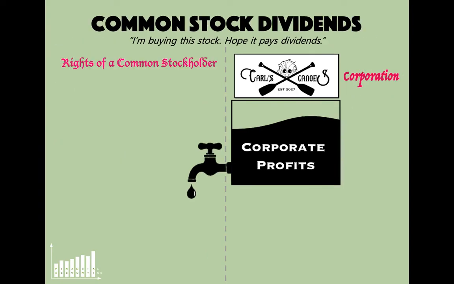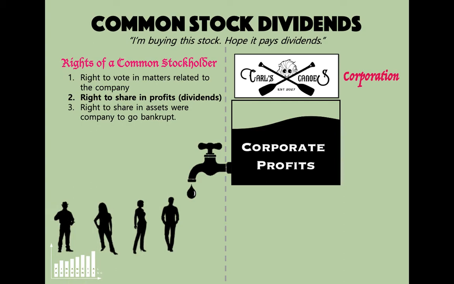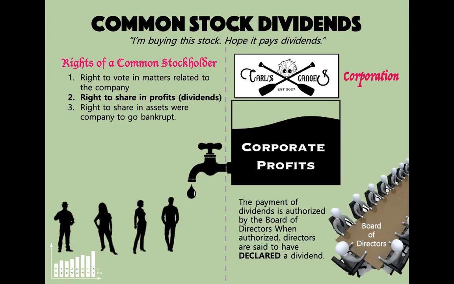Now, the rights of a common stockholder are to vote in matters related to the company, a right to share in profits or dividends, which is our topic of discussion right now, and a right to share in assets were the company to go bankrupt. So here we have our 4 stockholders, and they're in line ready to get dividends from the corporation. In order for them to do that, the payment of dividends has to be authorized by the board of directors. When it is authorized, the directors are said to have declared a dividend.